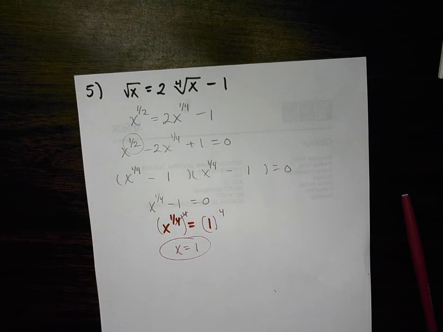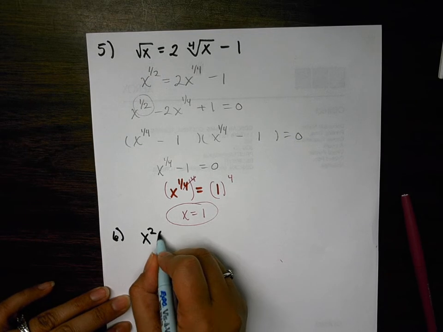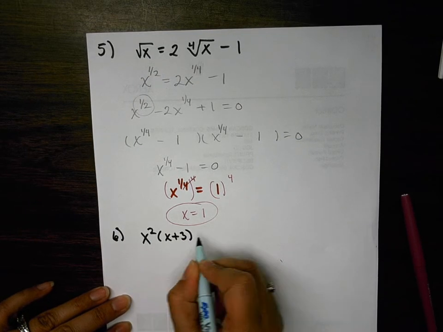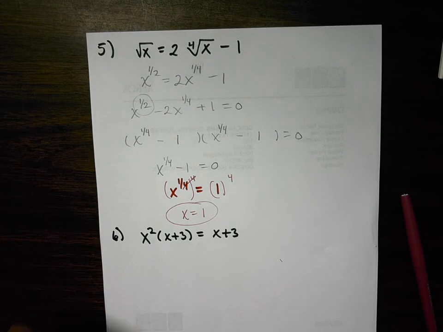All right. Number 6. x squared times the quantity x plus 3 equals x plus 3.